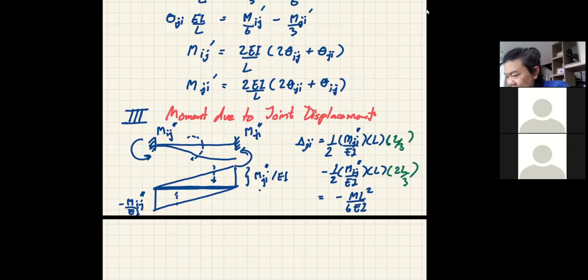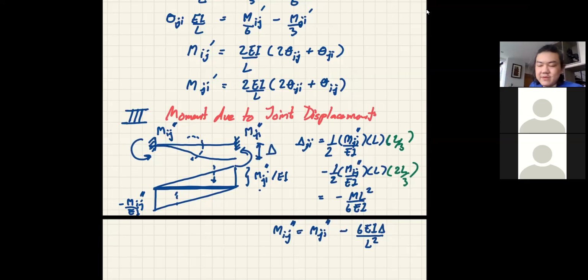So I can now say that because of the equilibrium, Mij is equal to Mji, so the moment here, Mji double prime, is equal to minus 6 EI delta over L squared. Okay, and that is our delta.